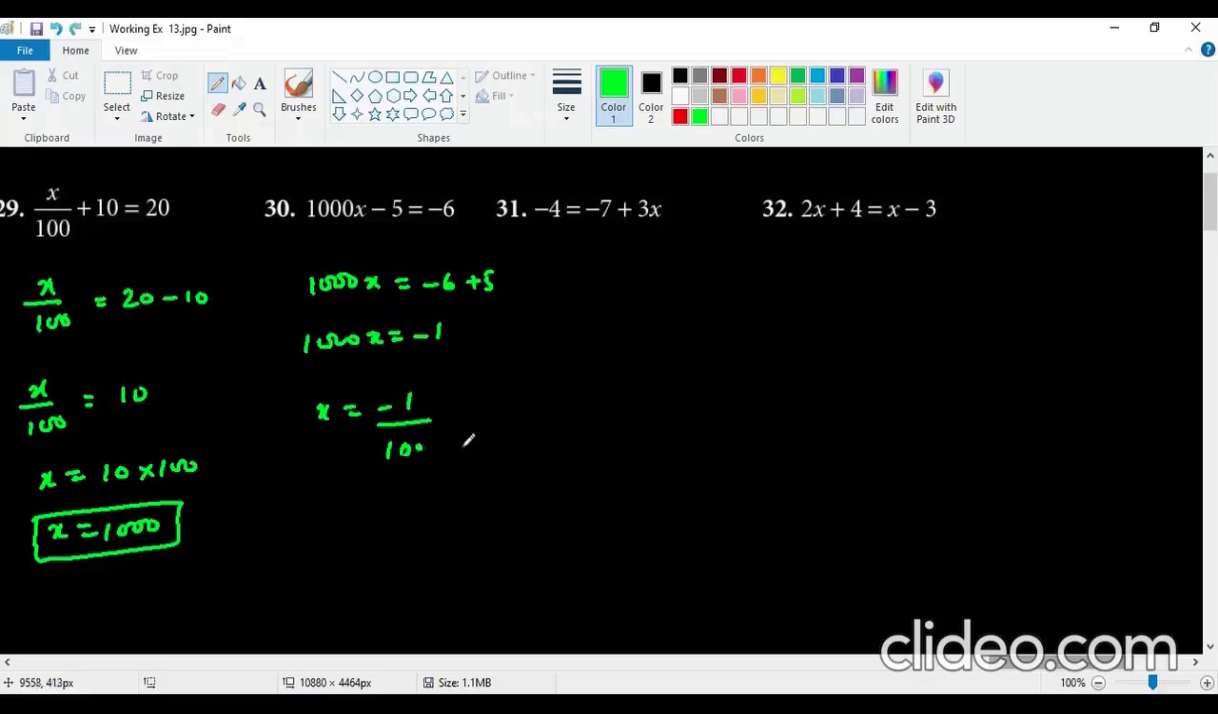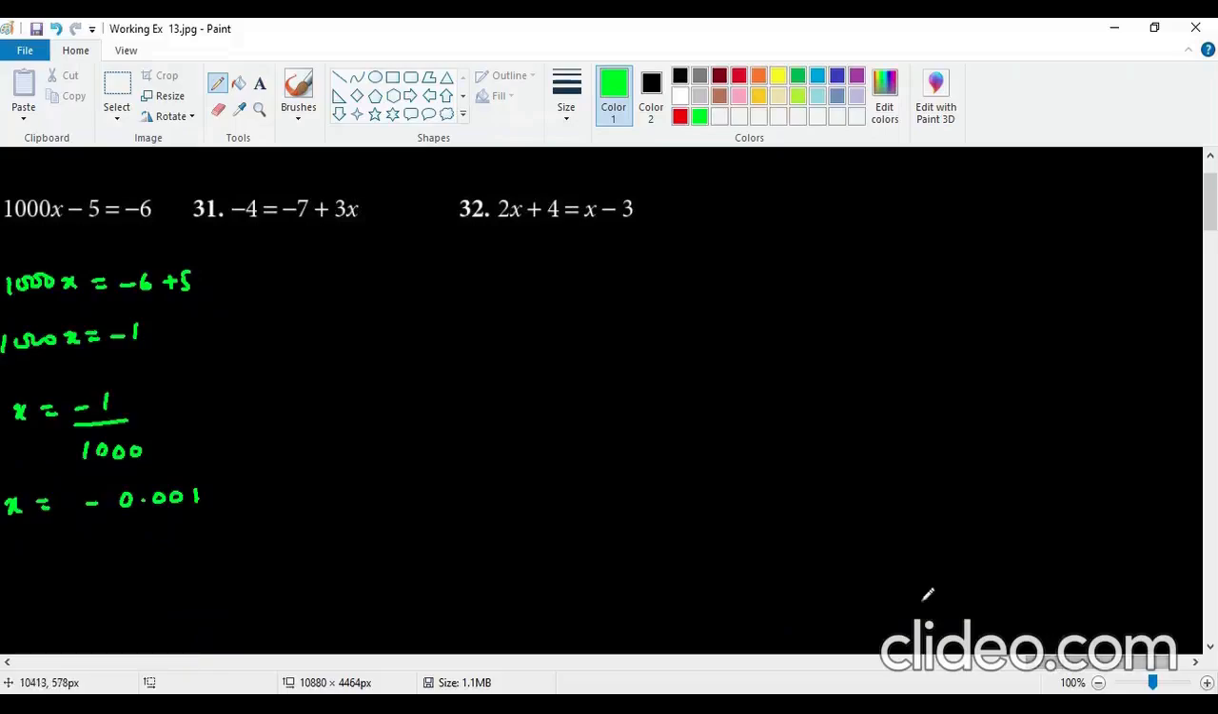Let me write it correctly. So it's going to give us x equals negative 0.001 as an answer. Both the ways is going to be correct answer for you. When it comes to negative 4 plus 7 equals 3x, that means 3 equals 3x, and x is equals to 3 over 3. That means x is equals to 1 is an acceptable answer for this question.